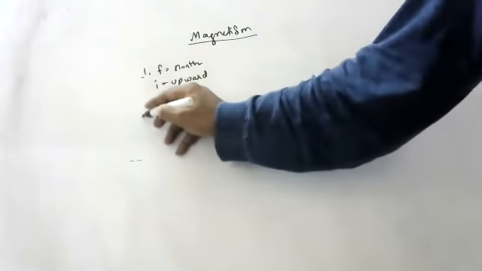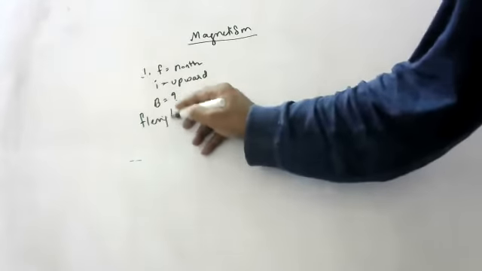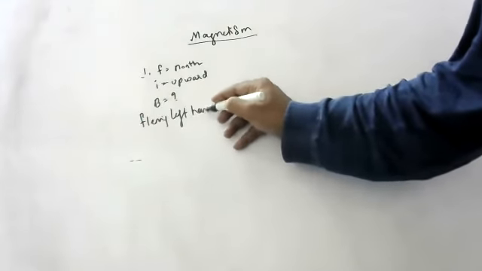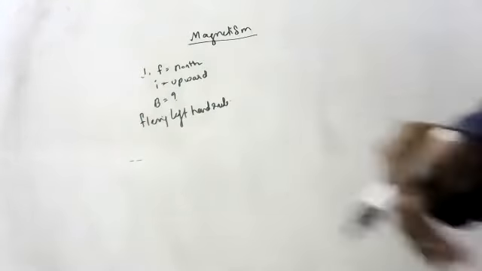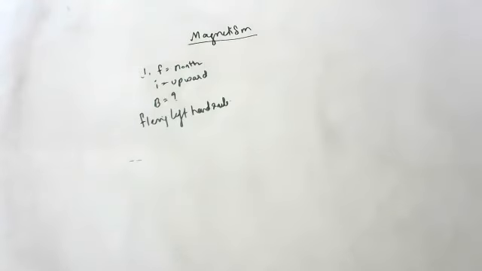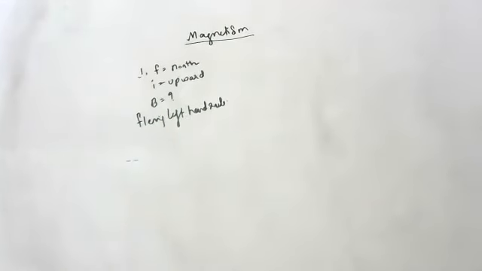Which rule will we use, children? Left hand. Use the left hand and tell me the answer. Sir, east, sir. Answer is east. I'm thinking west, sir. One second, let me check.